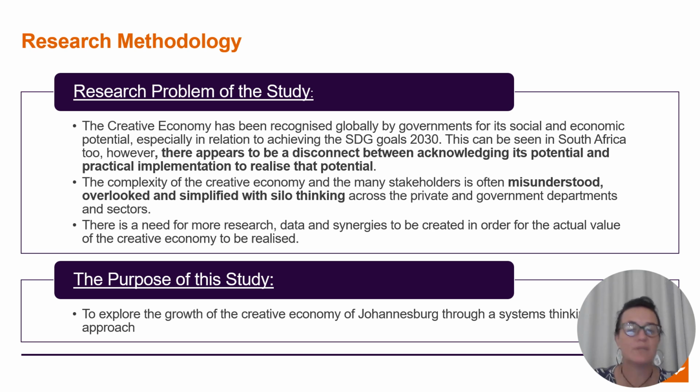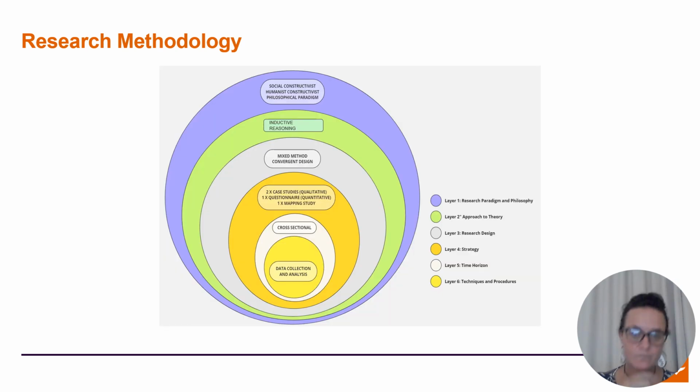The industry is often misunderstood, overlooked and simplified with silo thinking. So internally, there's a better understanding of what the cultural and creative industries are, but externally, from industry, government and corporates who are trying to work with this industry, there often is a misunderstanding of what's actually happening and how it works. So the purpose of the study is what the title is: the creative systems thinking approach to the growth of the creative economy of Johannesburg.